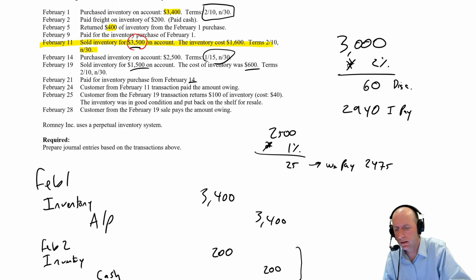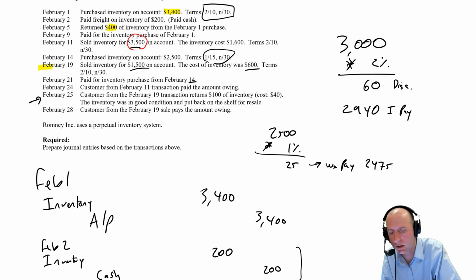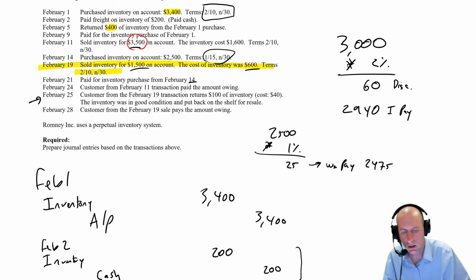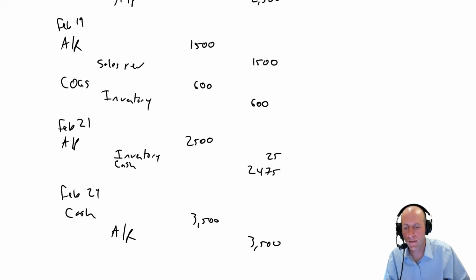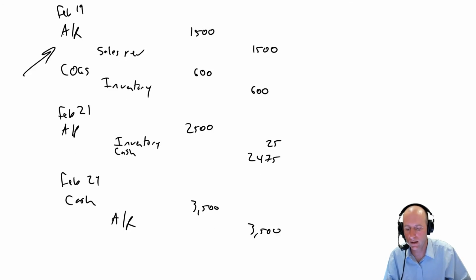Next, February 25th. Customer from February 19th transaction, let's highlight that transaction, returns $100 worth of inventory, cost $40. The inventory was good condition and put back on the shelf for resale. Okay, so they made a $100 return, and we're going to give them $100 credit to their account. So again, they made this purchase, a $1,500 purchase, and they said, hey, this $100 we didn't like. We'll give them $100 credit to their AR.